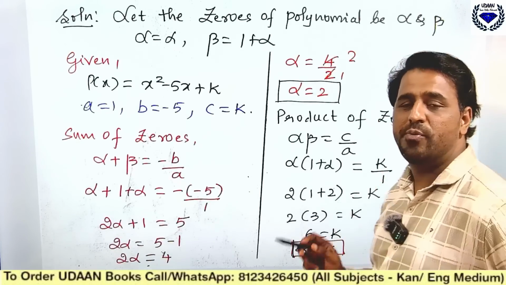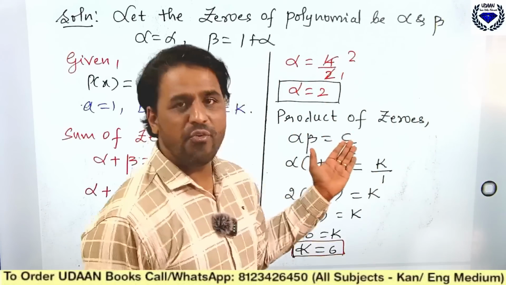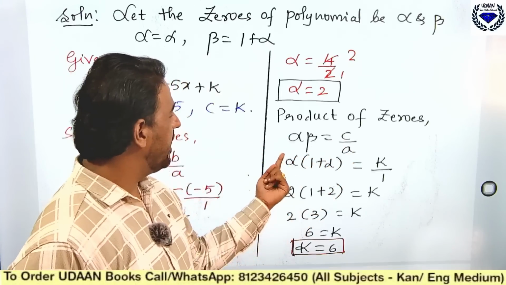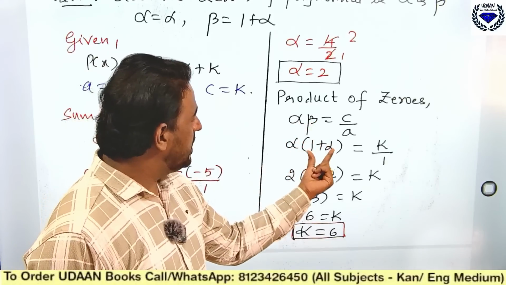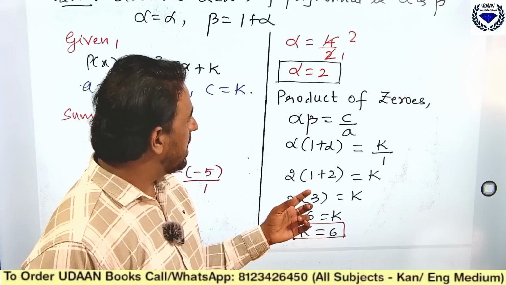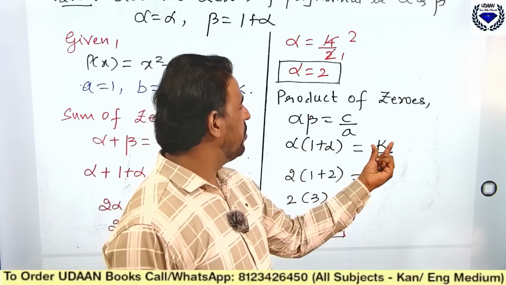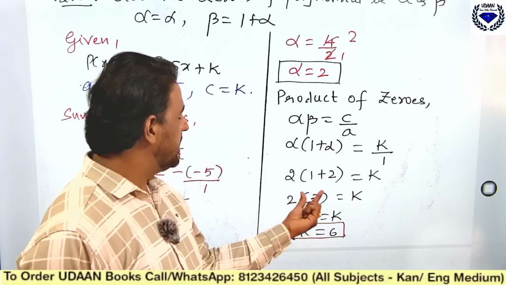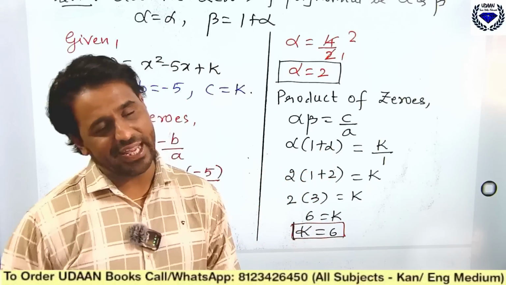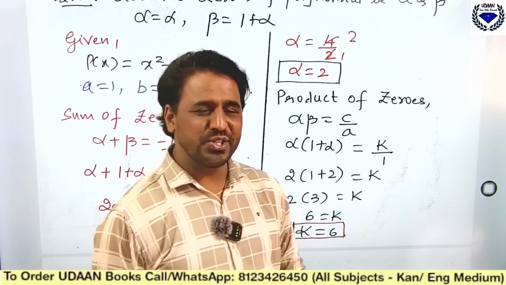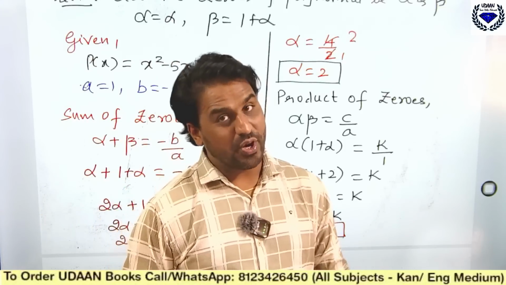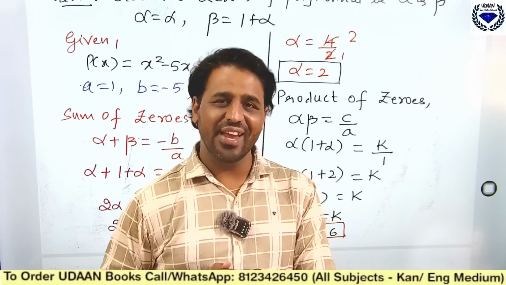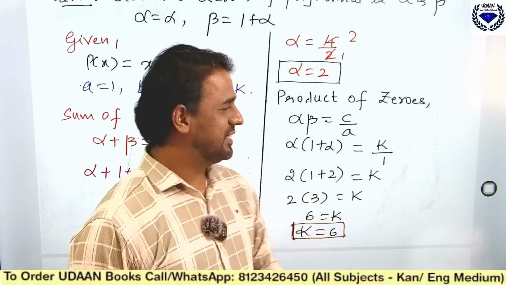Now the product of zeros. The formula for product of zeros: alpha beta is equal to c by a. Alpha is alpha, beta is 1 plus alpha, so alpha into 1 plus alpha is equal to k by 1. Alpha is 2, beta is 2 plus 1 is 3. 3 twos are 6. Therefore k is equal to 6. Directly also you can solve this, because this is a 3 mark question. Somewhat understanding questions will be asked. I hope you all are finding it helpful.